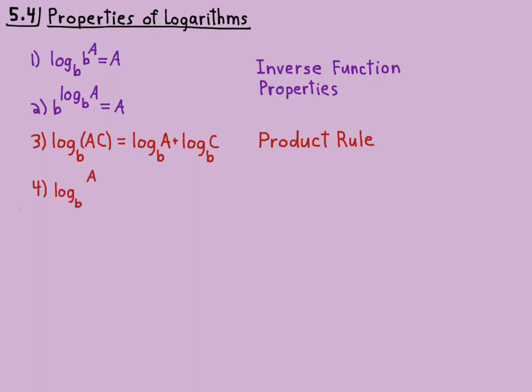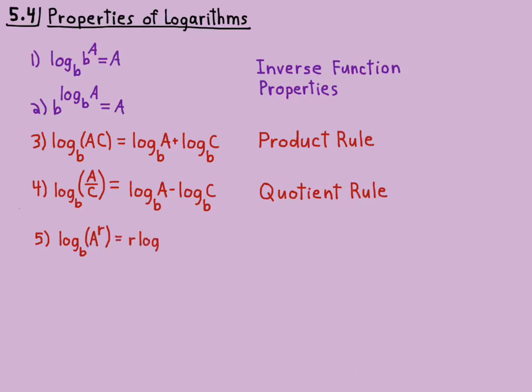Number 4 is the same thing, only with quotients. Log of a over c equals log of a minus log of c. So division will correspond with subtraction. This is called the quotient rule for logarithms.